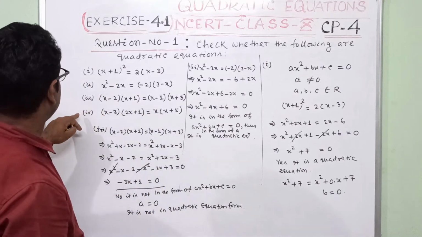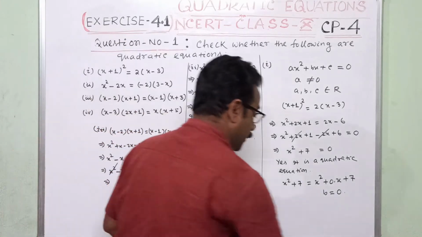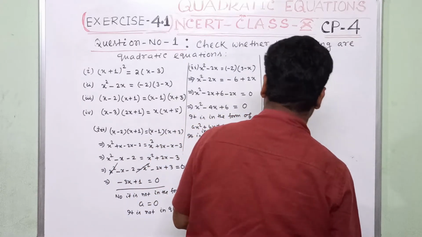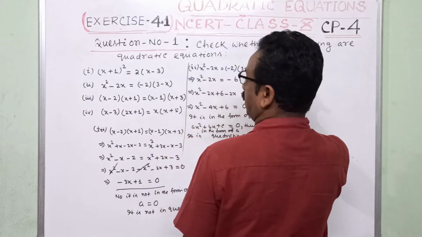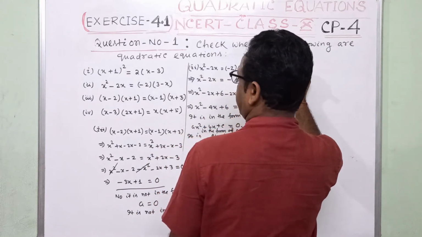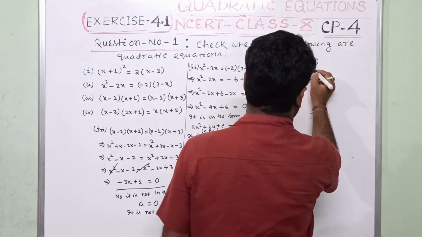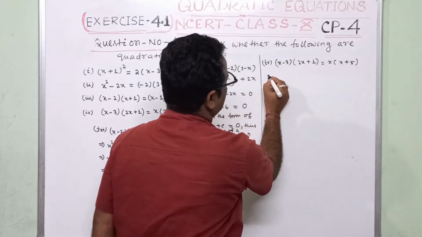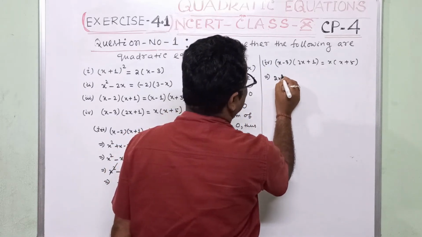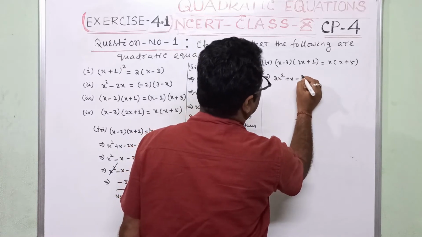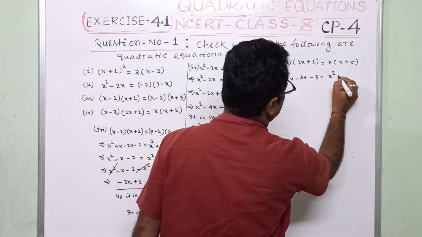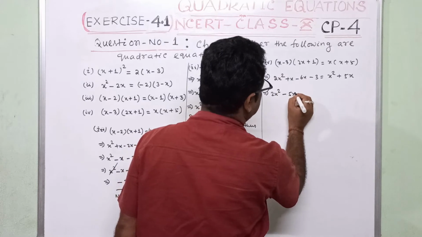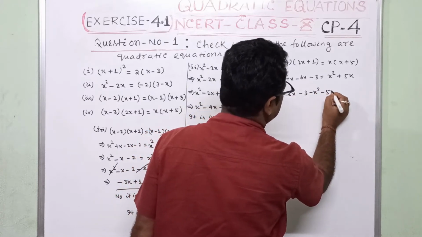Now we will move on to part 4. What is given in part 4? (x minus 3) into (2x plus 1) is equal to x into (x plus 5). So that implies 2x square plus x minus 6x minus 3 is equal to x square plus 5x. Now that implies 2x square minus 5x minus 3 minus x square minus 5x is equal to 0.